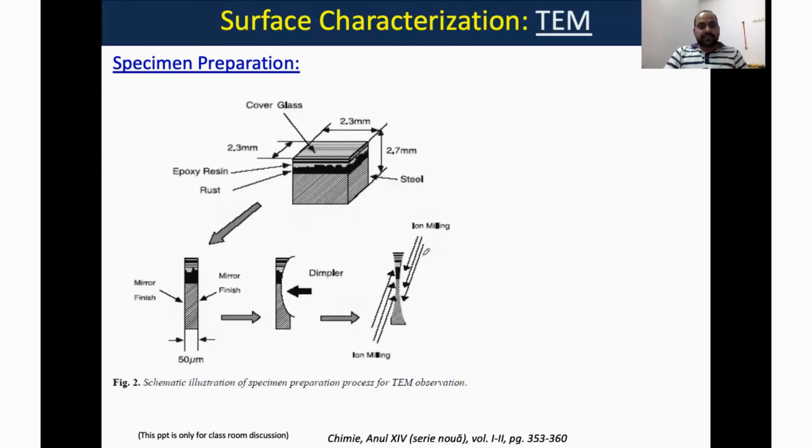So let's say we have a steel sample which has some rust. This black color is the rust. Because we also want to analyze the rust and how it looks, to protect it they put epoxy resin on top and then one cover glass slide. So it becomes like this.